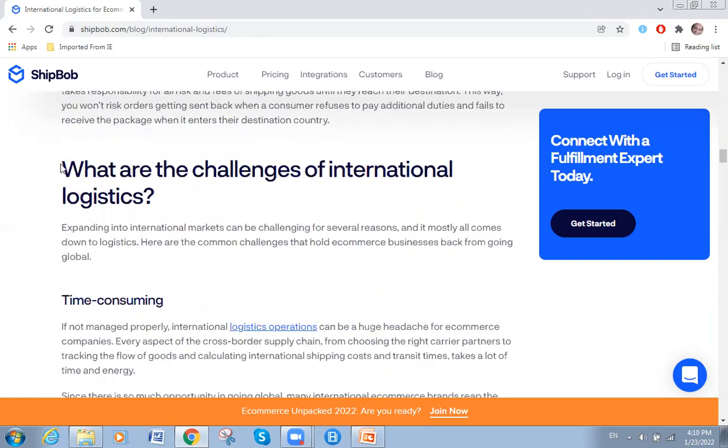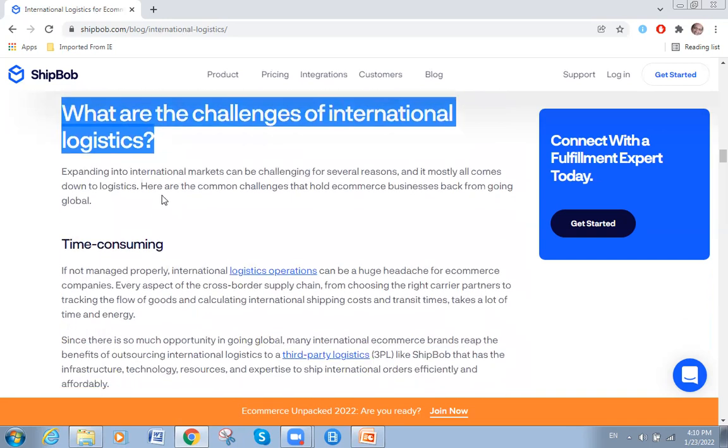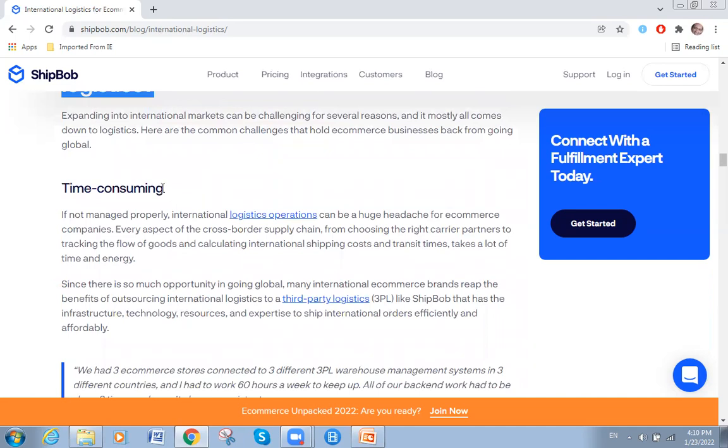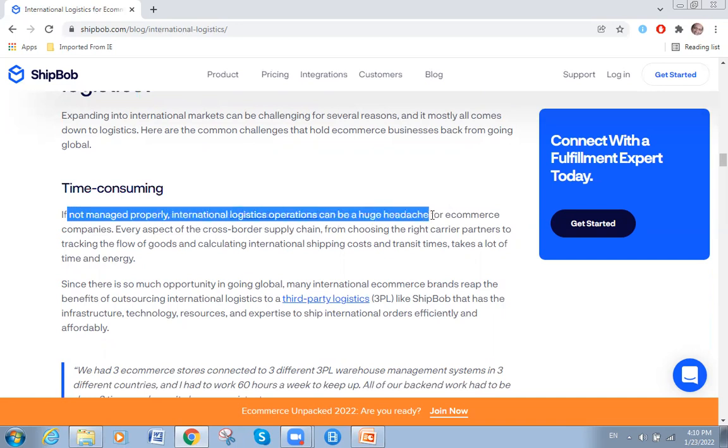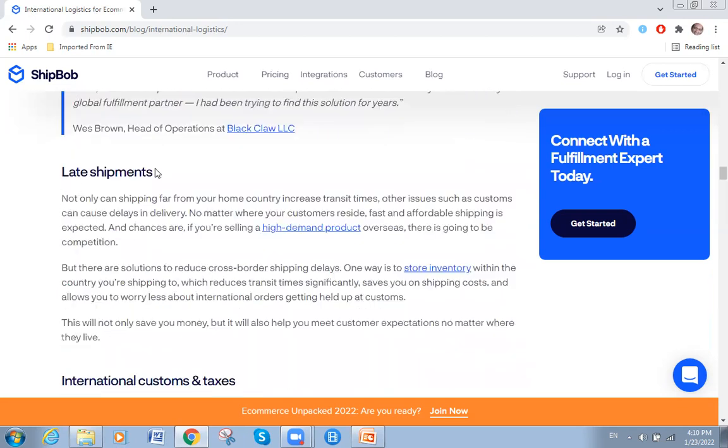What are the challenges of the logistics system? International logistics means global logistics. Time consuming, this is the first thing. If not managed properly, international logistics operations can be a huge headache for commerce companies. Late shipments are another problem. Not only can shipping far from your home country increase transit time, other issues such as customs can cause delays in delivery.